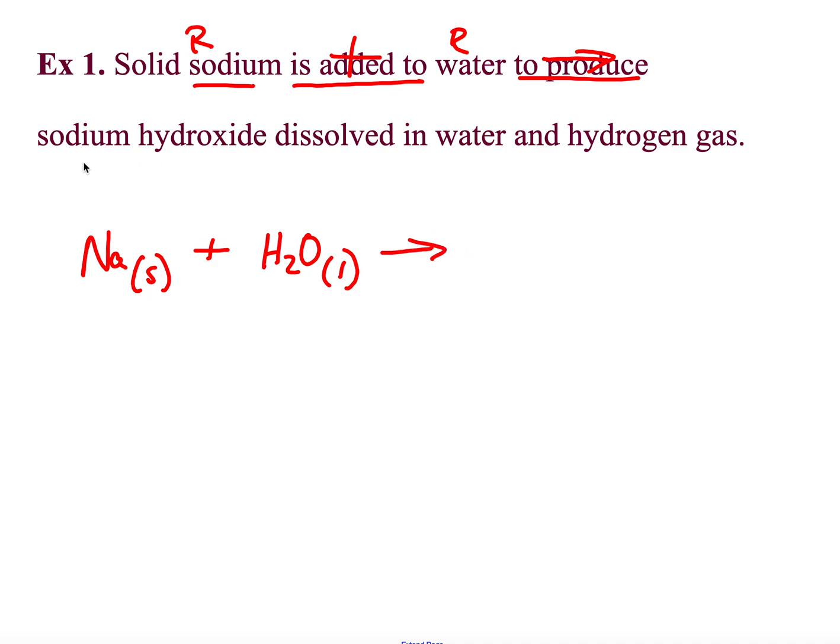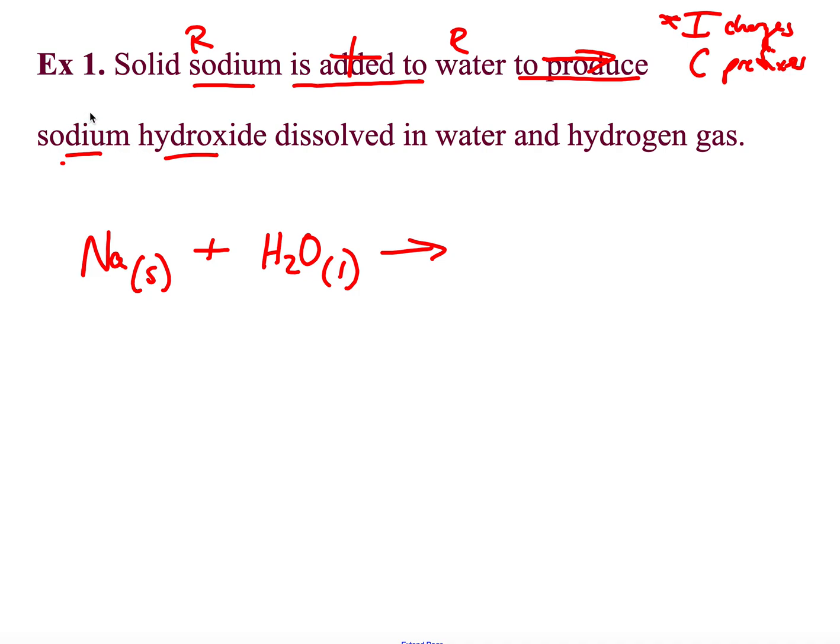Sodium hydroxide. Sodium hydroxide, that's a compound, more than one element. So I've got to now ask myself, is it ionic? Do I have to worry about charges? Or is it covalent and I have to worry about prefixes? So sodium and hydroxide, I don't see any prefixes, and I know sodium is a metal, hydroxide is a polyatomic ion, so I have lots of clues that it's ionic.